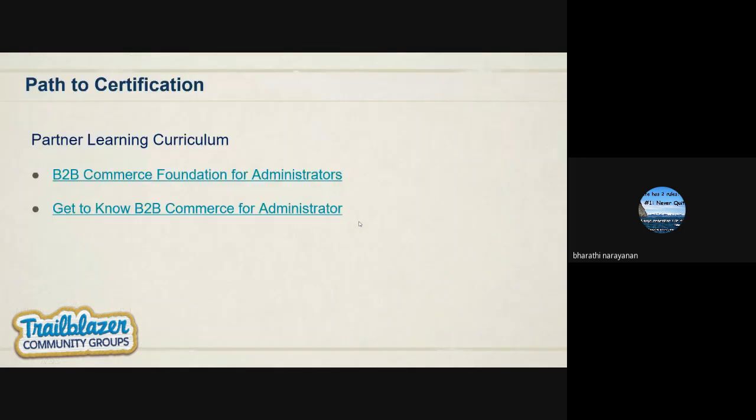First topic is path to certification. In the B2B Commerce administration certification, you first have to prepare for the examination. Salesforce recommends two curriculums in the Partner Learning Camp. First, you need that Partner Learning Camp credential. Using that, you should complete these two curriculums.